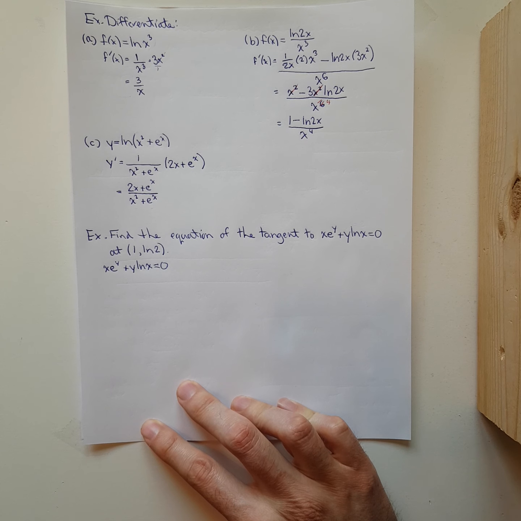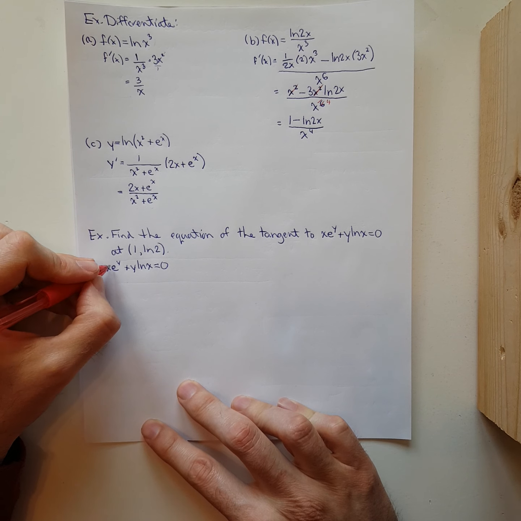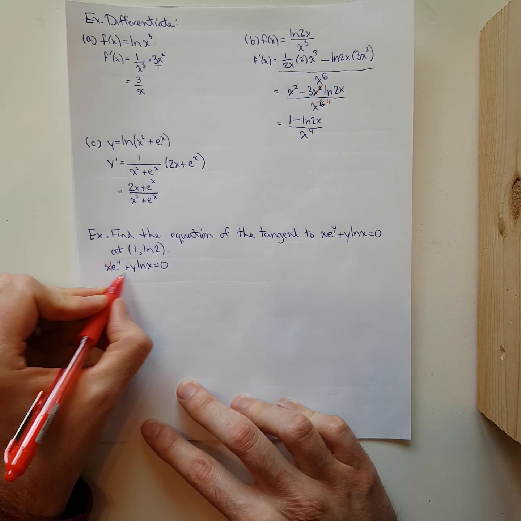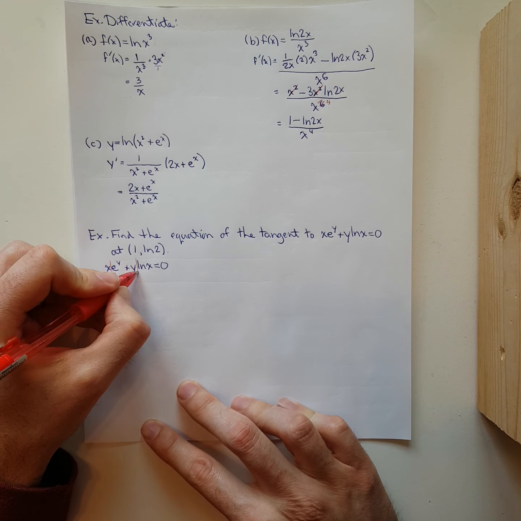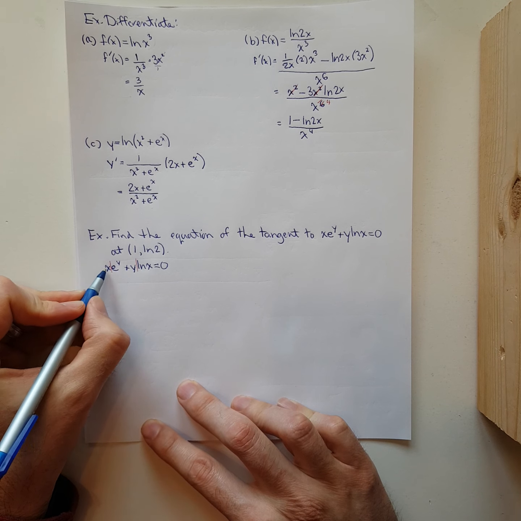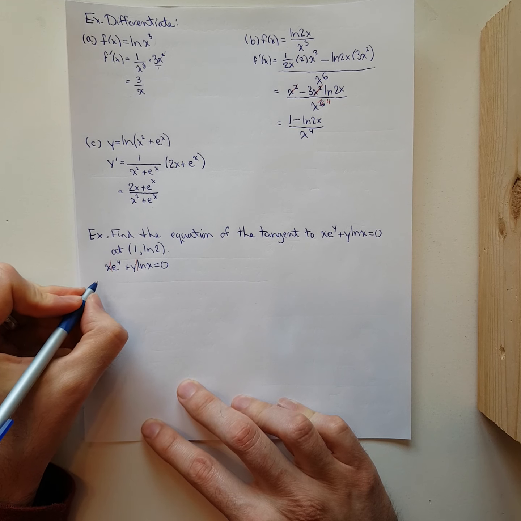If I differentiate here implicitly, a few things that I do have to watch. I do have a product rule here. We have 2 separate terms, and I also have another product rule here. So if I start with this first one, I'm going to say derivative of the first.